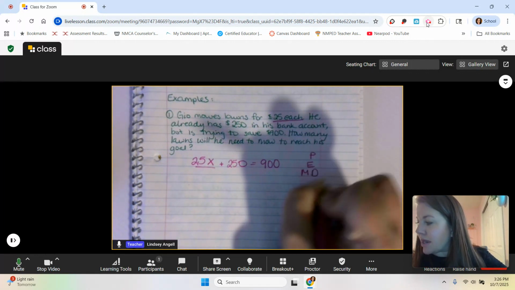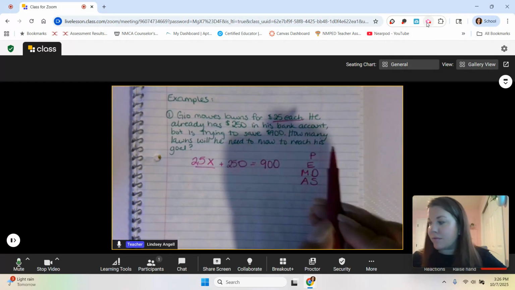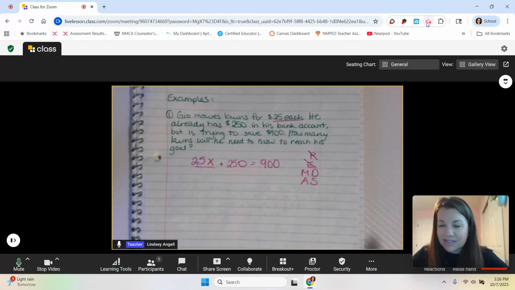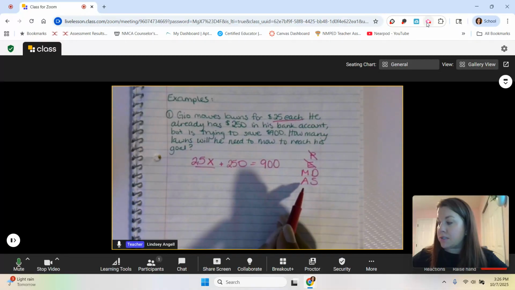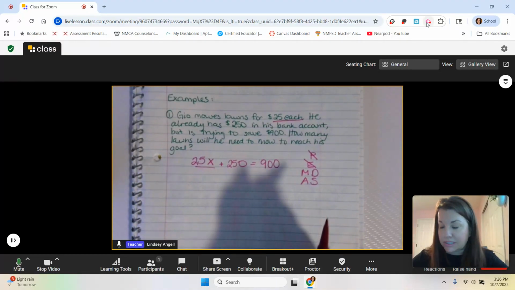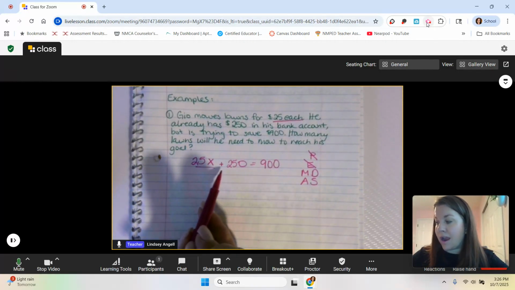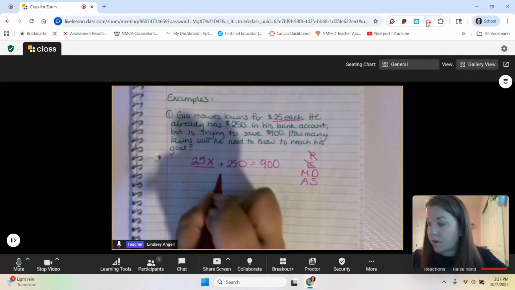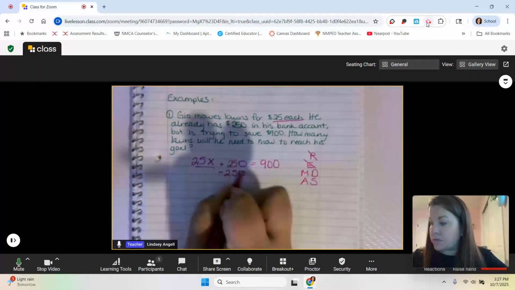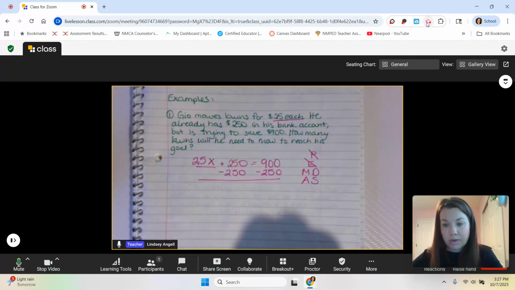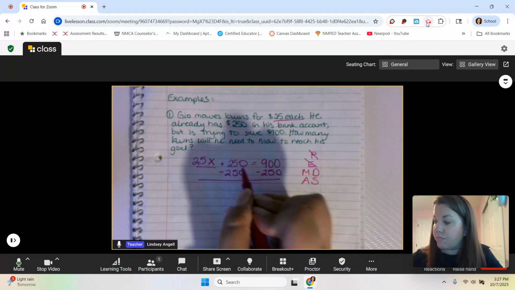Now, I've been writing out the whole thing, but we're not going to really see parentheses yet. We're not going to see exponents yet. We're going to see a combination of addition, subtraction, multiplication, and division. But first we're going to start by doing addition or subtraction in the order that we see it. So we are adding $250 right now. To get rid of it, we're going to do the opposite, or the inverse. So we're going to subtract $250. We're going to do it from both sides of the equation so that we keep it balanced.